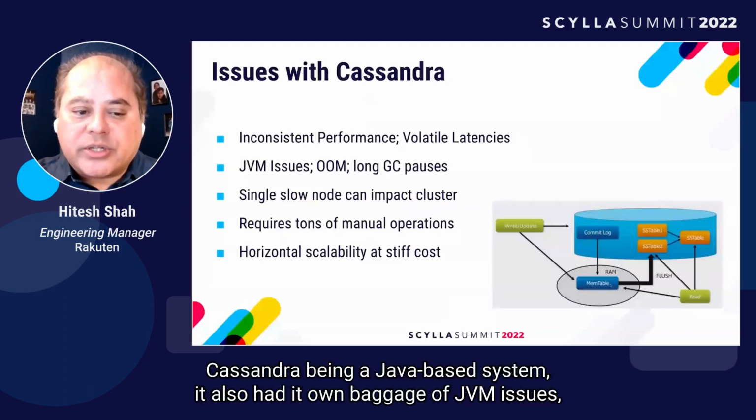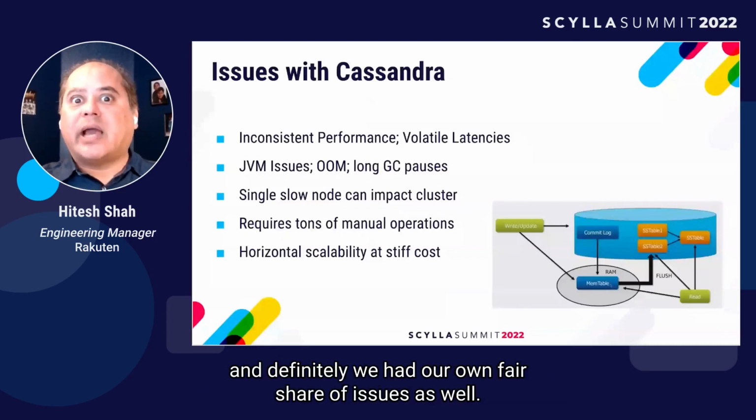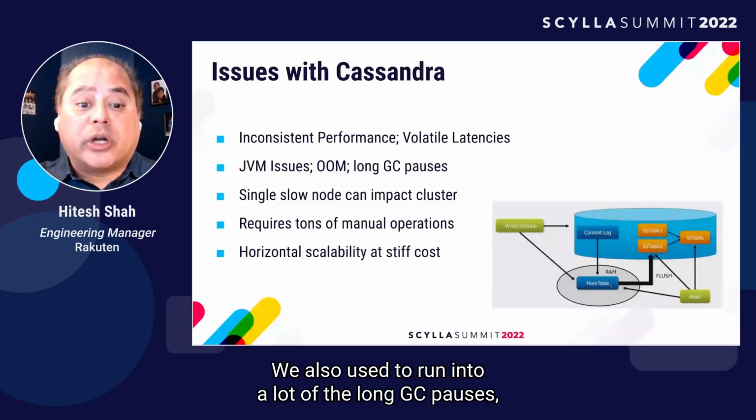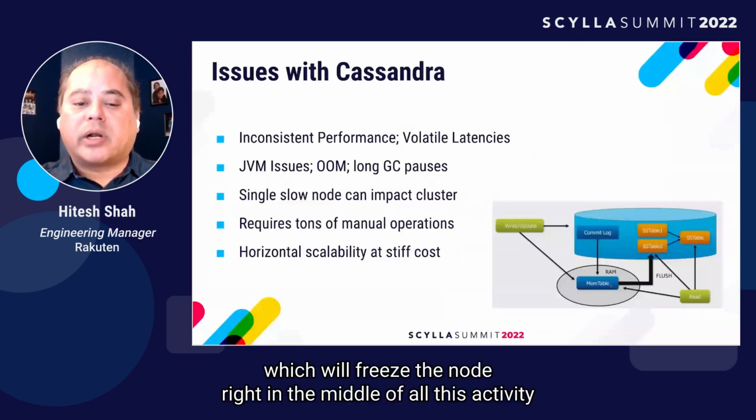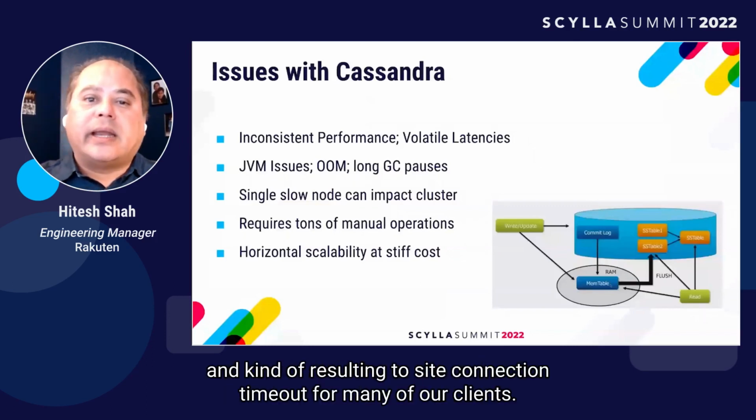Cassandra being a Java-based system, it also had its own baggage of JVM issues, and definitely we had our fair share of out-of-memory issues as well. We also used to run into a lot of long GC pauses, which would freeze the node right in the middle of all this activity, and result in server-side connection timeouts for many of our clients.